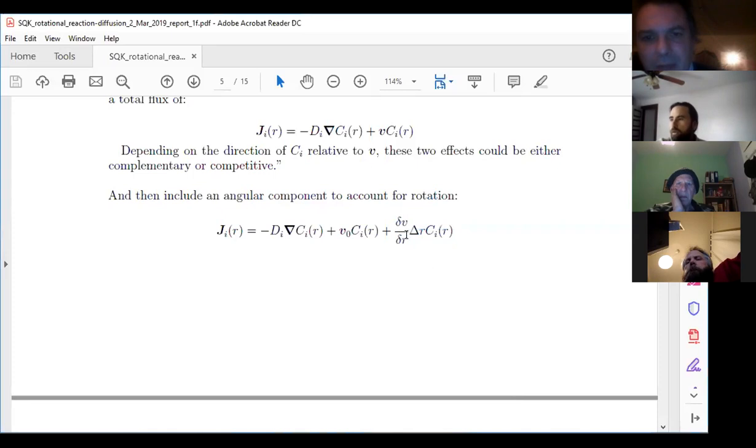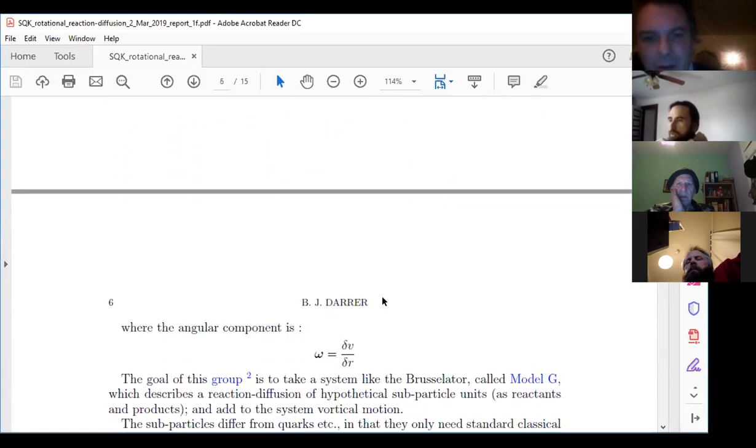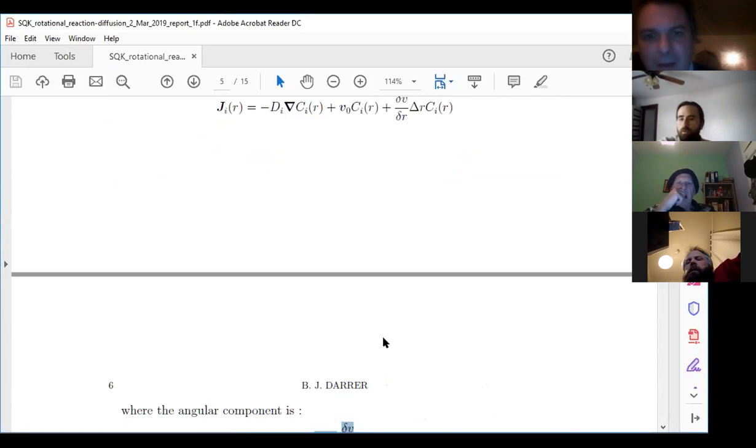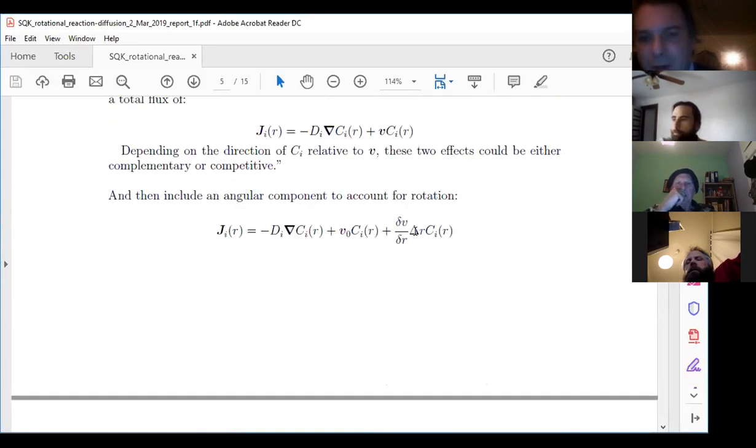So the dv by dr is the omega here, and then multiplied by delta r to get it into the velocity component, and then multiplied by the ether concentration. So you've got a term for velocity, and then an angular term. So this is a term you would like to add to the one-dimensional simulation. Yes, we could. I was just writing this little report to express my ideas more clearly.